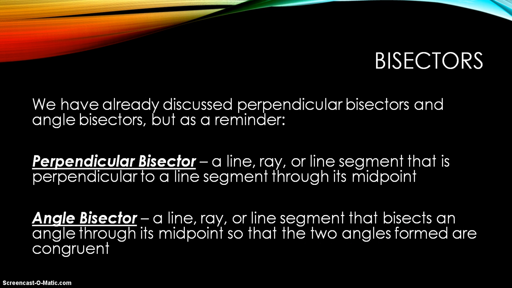So the first thing I want to make sure we know is what bisectors are. We've talked about two of them already, just kind of want to remind you what they are. A perpendicular bisector is either a line, a ray, or a line segment that's perpendicular to a line segment and goes through the midpoint. That means it's going to cut exactly into two pieces. The angle bisector can also be a line, ray, or a line segment, and it bisects an angle through its midpoint so the two angles formed are congruent. So perpendicular bisector causes two pieces to be congruent, and angle bisector causes two angles to be congruent. They're going to be the exact same measures.